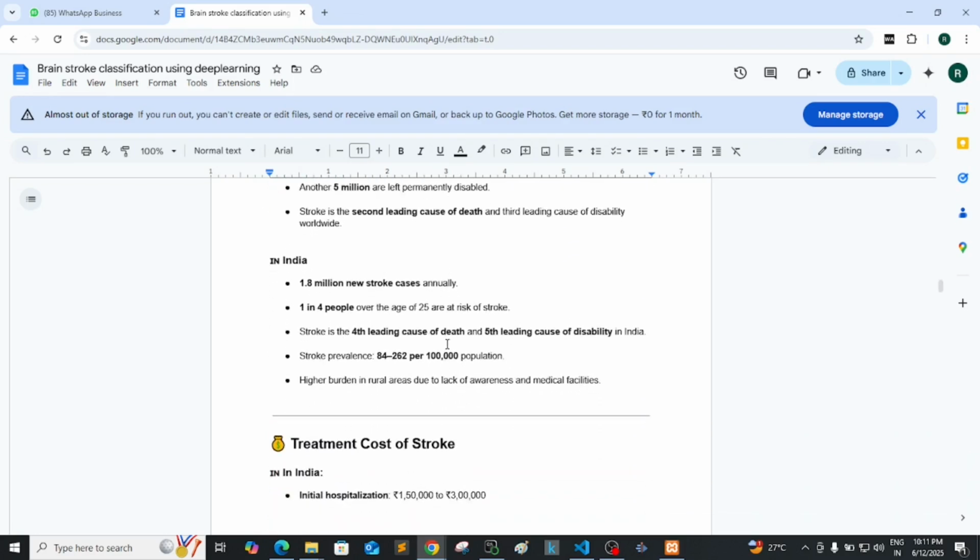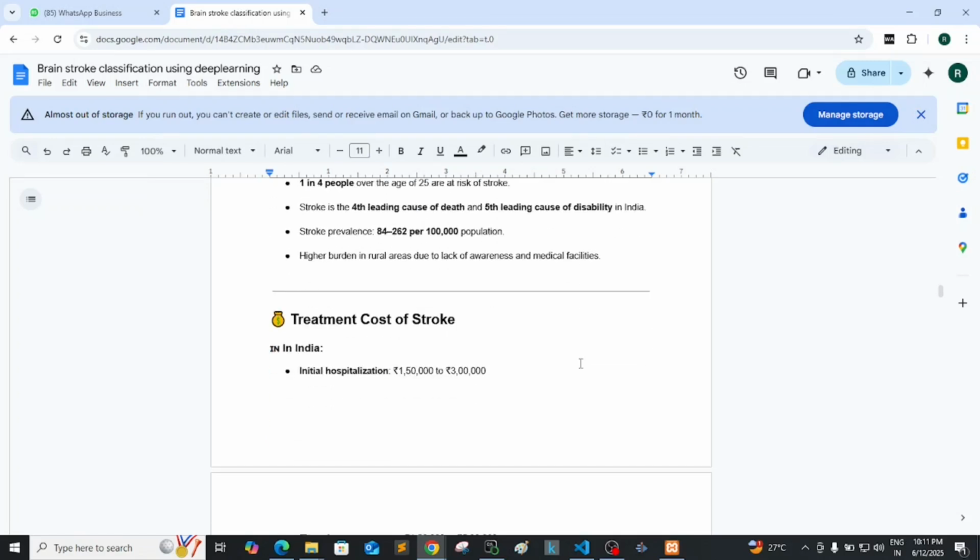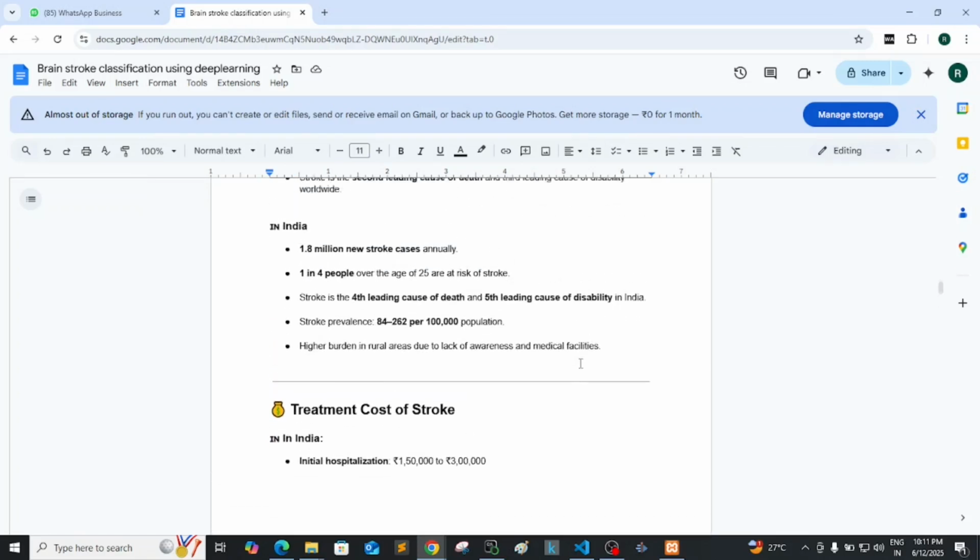There are 1.8 million new stroke cases annually in India. 1 in 4 people over the age of 25 are at risk of stroke. Stroke is the fourth leading cause of death and fifth leading cause of disability in India. Stroke prevalence is 84 to 262 per 1 lakh population. The burden is high in rural areas due to lack of awareness and medical facilities.